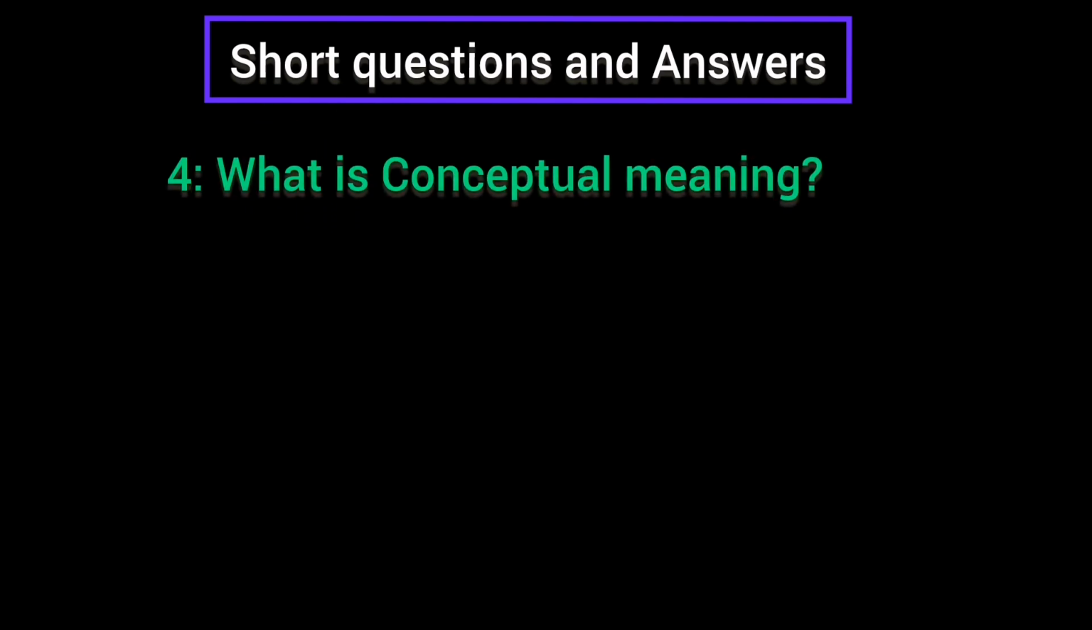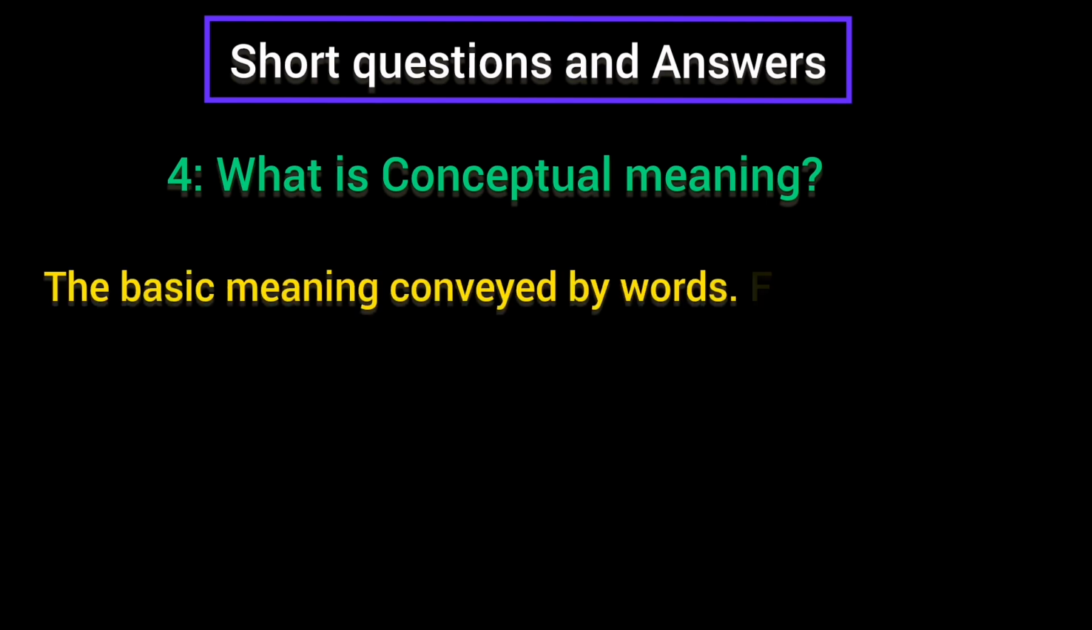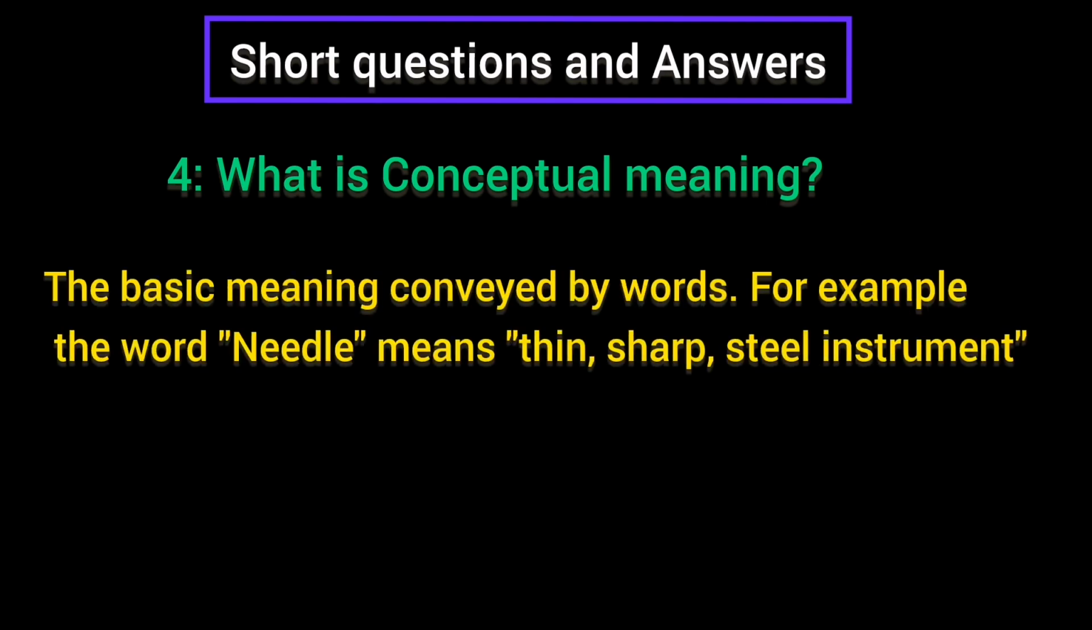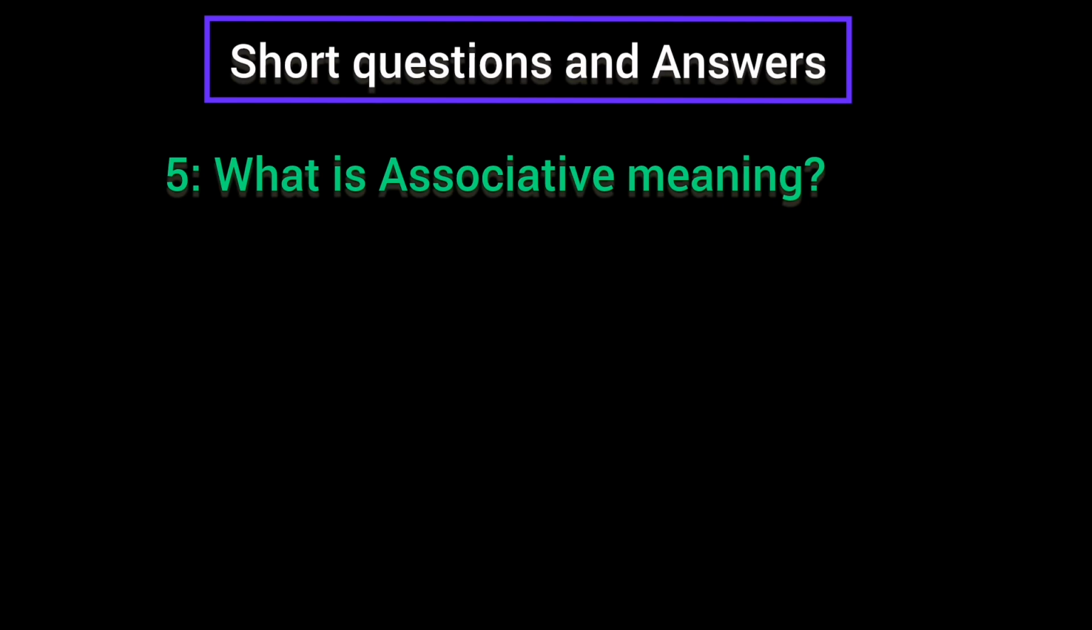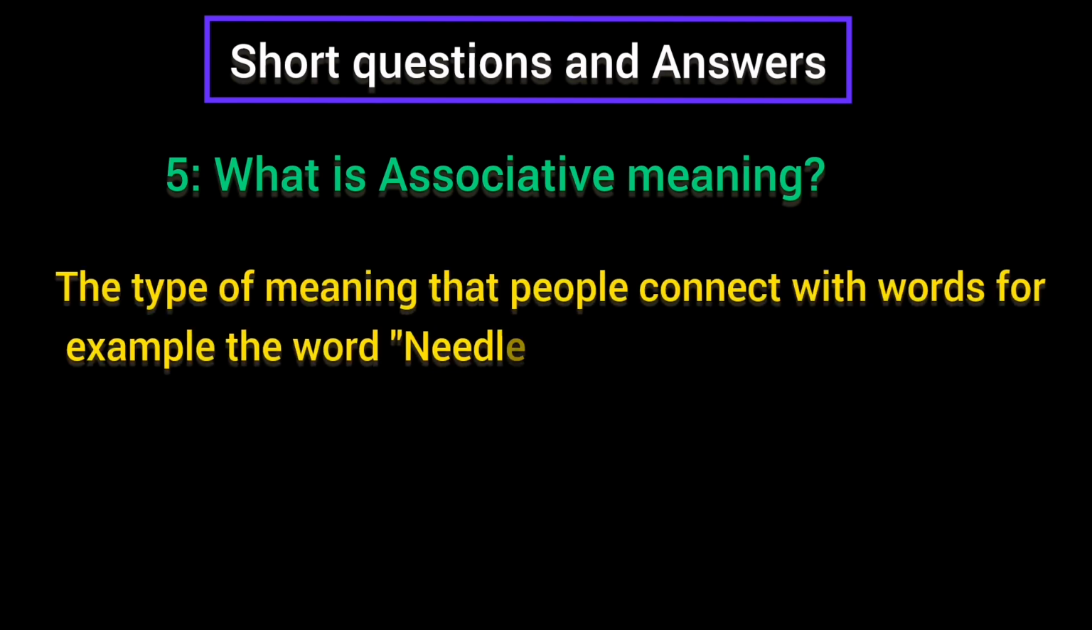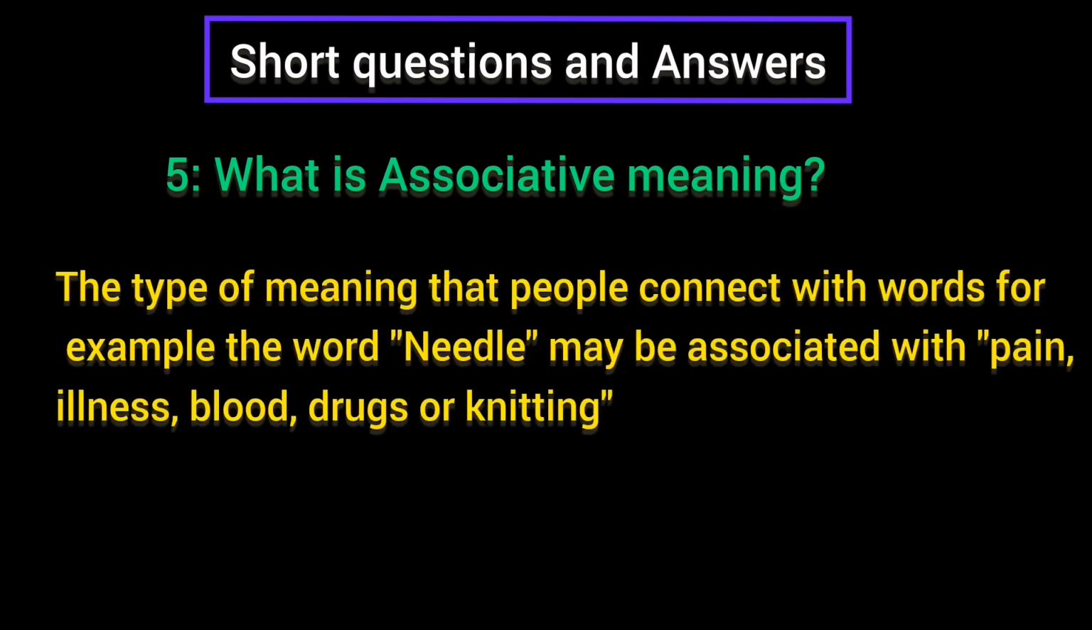What is conceptual meaning? The basic meaning conveyed by words. For example, the word needle means thin, sharp, steel instrument. What is associative meaning? The type of meaning that people connect with words. For example, the word needle may be associated with pain, illness, blood, drugs, or knitting.